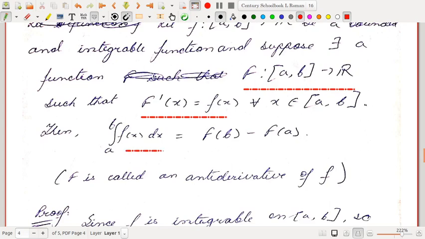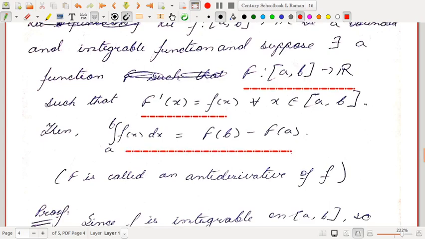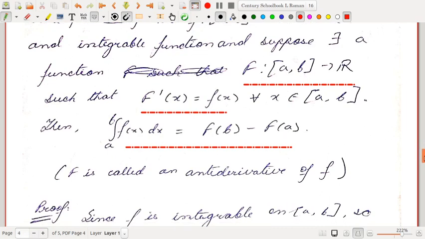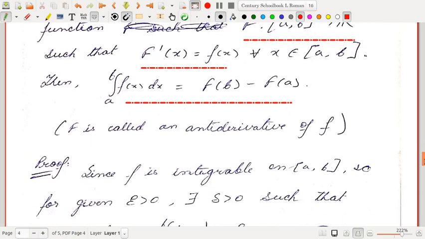Okay, this is something which we have been using since our higher secondary days. So the function capital F is called the antiderivative. We find the antiderivative of f, then put in the upper limit and the lower limit, and take their difference. This is something we have already been using since higher secondary, and how it is justified, we will see today.